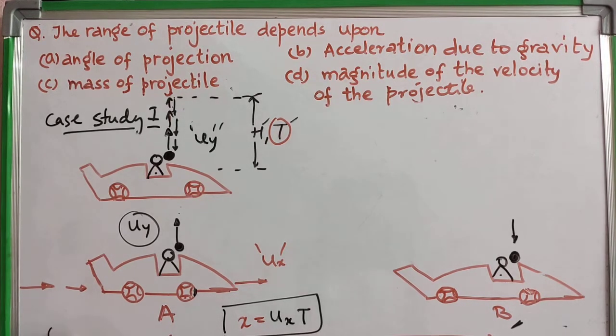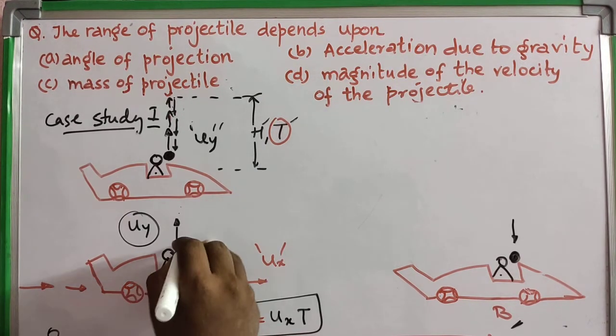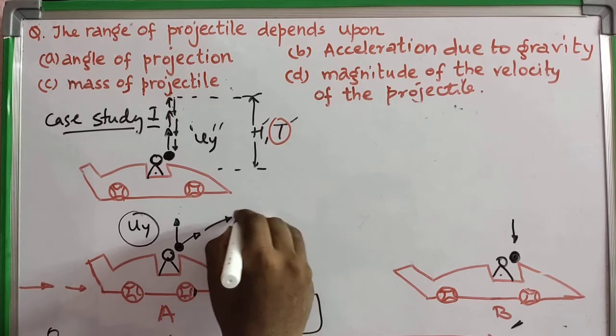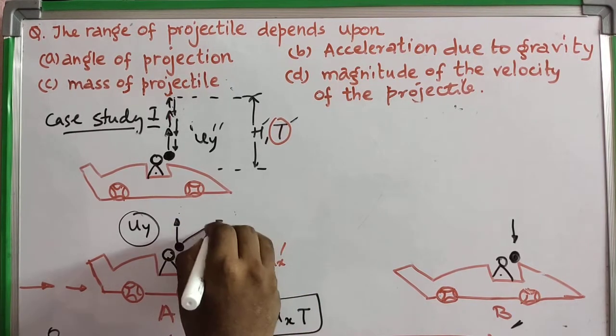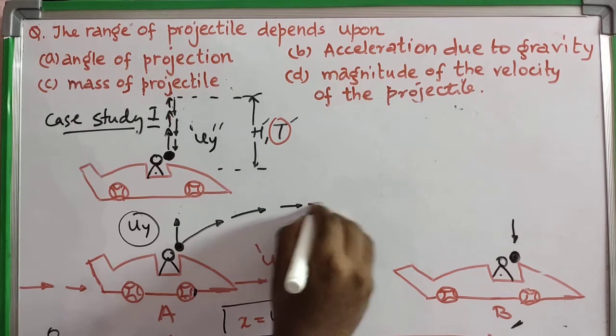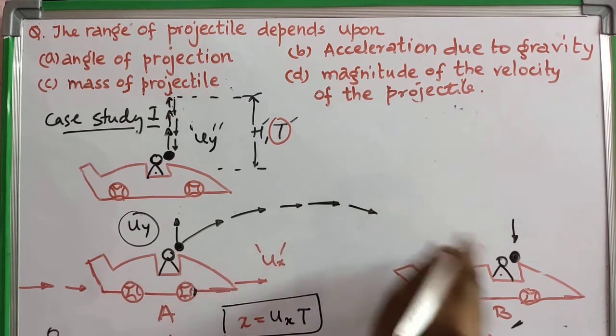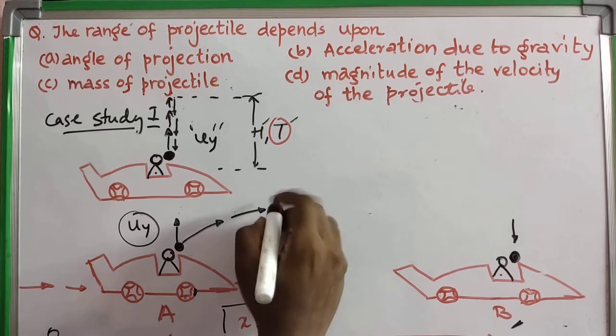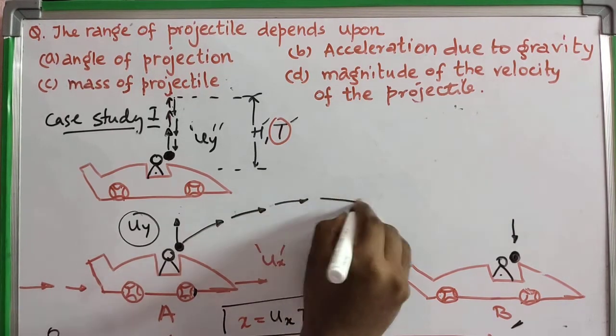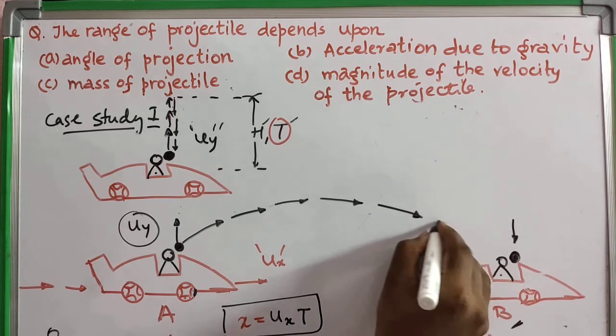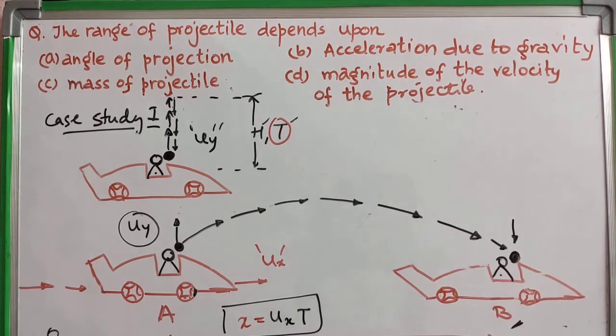If we see it from the ground, what is the motion of the ball? The motion of the ball would seem like this. Right? Same time, same velocity, moved upward, and it reached back with the time of flight capital T.